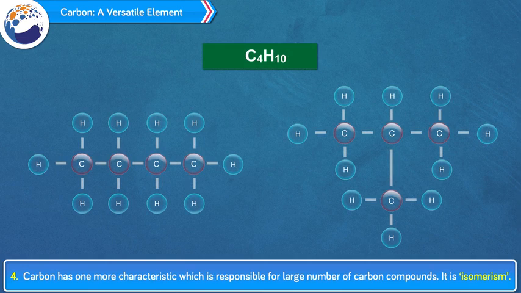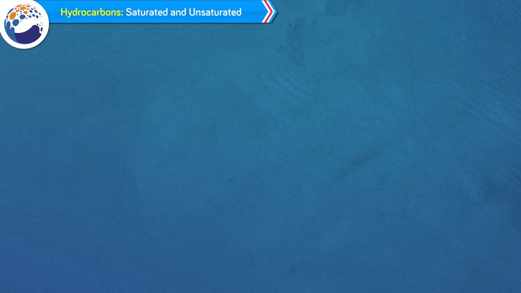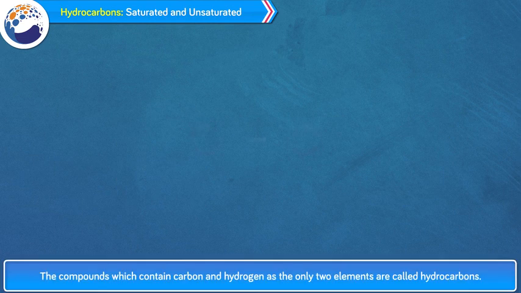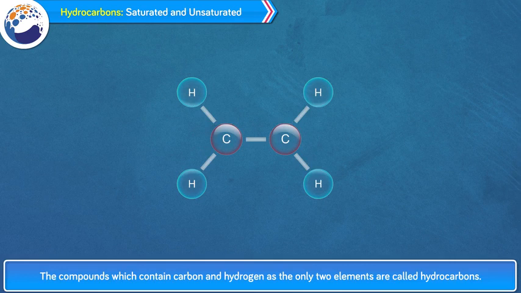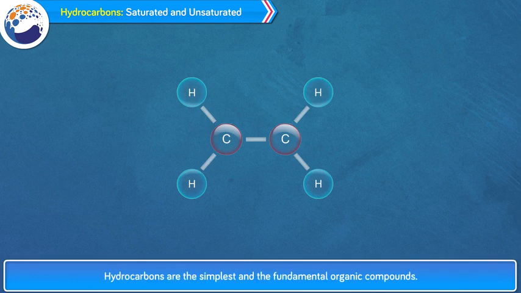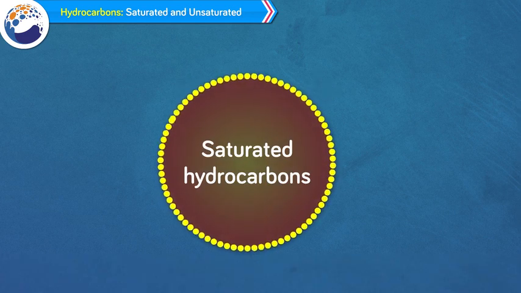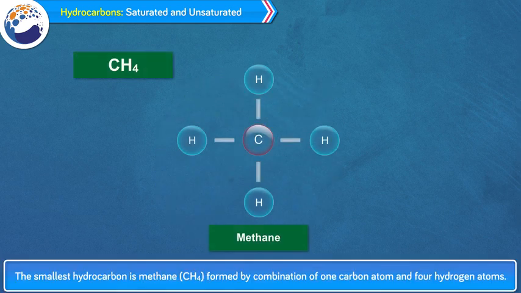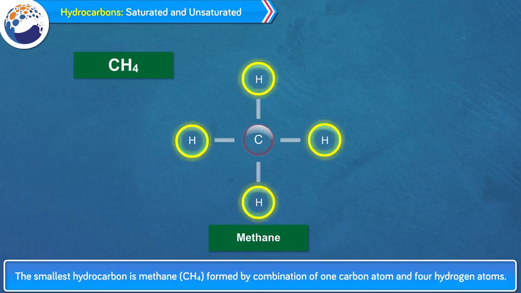4. Carbon has one more characteristic which is responsible for the large number of carbon compounds. It is isomerism. Hydrocarbons, saturated and unsaturated. The compounds which contain carbon and hydrogen as the only two elements are called hydrocarbons. Hydrocarbons are the simplest and the fundamental organic compounds. Saturated hydrocarbons. The smallest hydrocarbon is methane, CH4, formed by combination of one carbon atom and 4 hydrogen atoms.